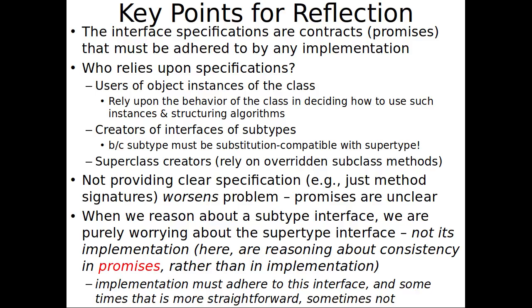So, key points for reflection. These interface specifications are contracts. Interface specifications are contracts and must be adhered to by any implementation. Who relies on those contracts? Well, users of object instances of the class. So you have a C. You say, new C, right? And here's your C. And you then call foo on it, and you call bar on it, right? You're using instances of it. This is what I mean by you allocated an instance called C of this class, and then we call things on it.